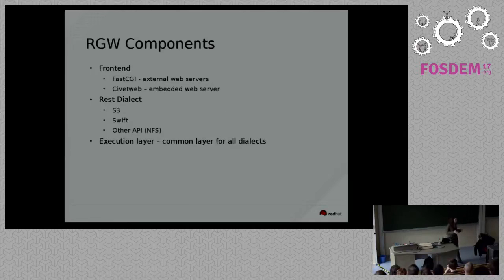Then we get to the REST layer. It's the layer that parses the dialect between the protocols, so it parses S3, Swift, and other APIs. Then it goes to the execution layer, which is the common layer for all protocols. We don't want to write code twice, so we try to use as much common code as possible for handling different protocols.